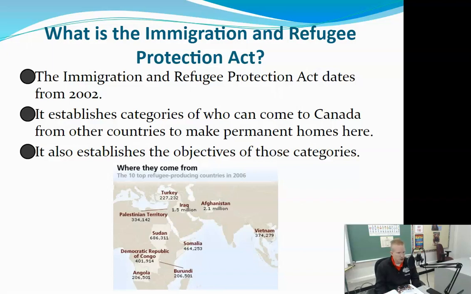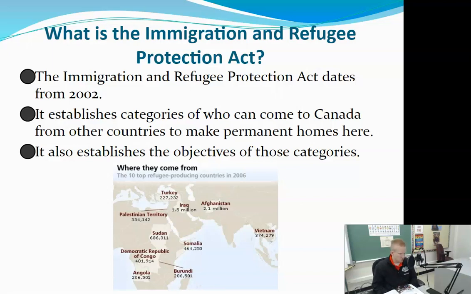What is the Immigration and Refugee Protection Act? The Immigration and Refugee Protection Act dates from 2002. It establishes categories for who can come to Canada from other countries to make permanent homes here. So not just anybody can come.